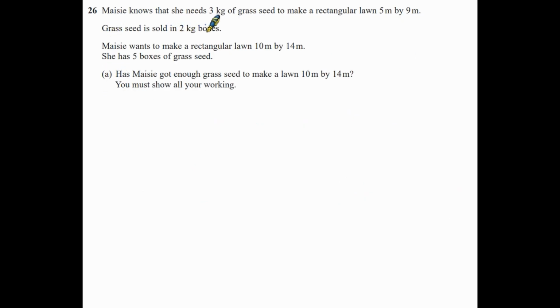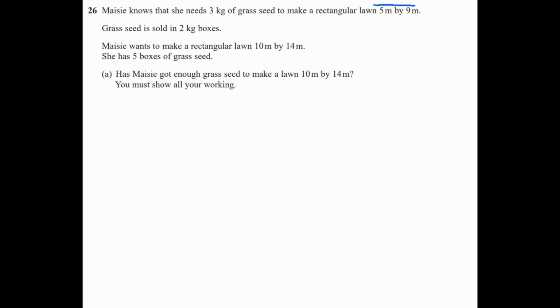Question 26, Part A. Maisie knows that she needs 3 kilograms of grass seed to make a rectangular lawn 5 meters by 9 meters. She can buy grass seed in 2 kilogram boxes. Maisie wants to make a rectangular lawn 10 meters by 14, and she has 5 boxes of grass seed. Has she got enough? Let's have a look at this.